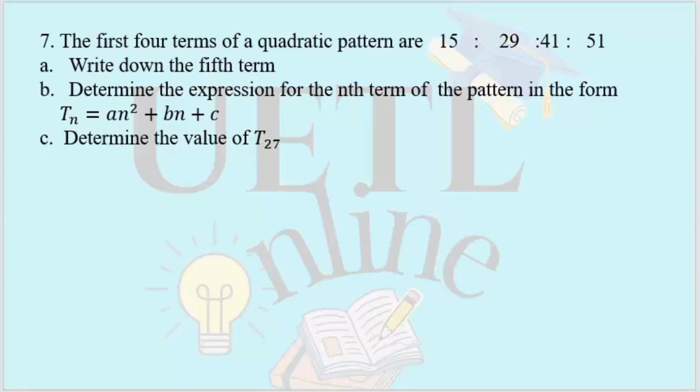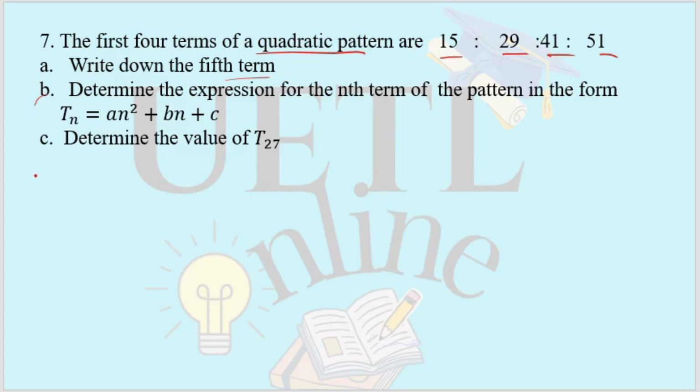Okay, here we have our seventh question, which states that the first four terms of a quadratic pattern are 15, 29, 41, and 51. Then write down the fifth term. First thing we have to do is find the pattern. This is increasing, and since it's quadratic, we know that it will decrease later.